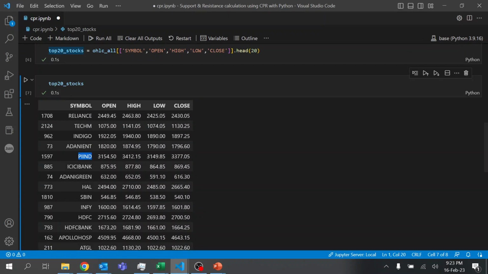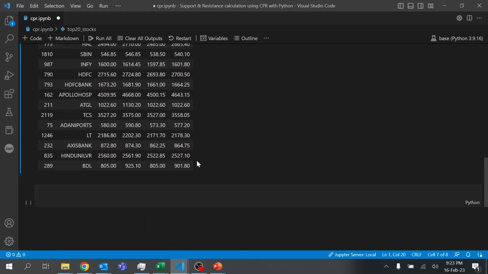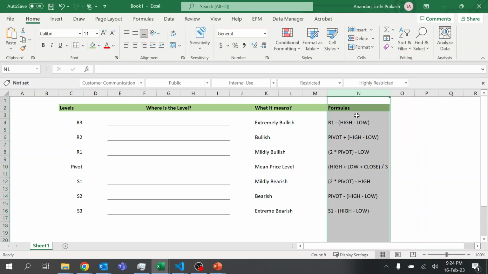So now we have the data. The next thing we have to do is calculate the pivot levels using the formulas given over here. I'm not going to get back to this image again and again because I already have the formulas memorized.